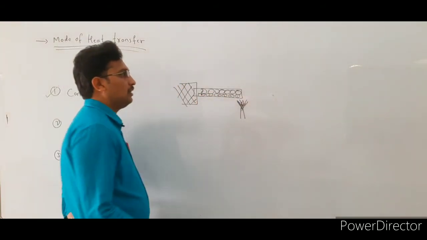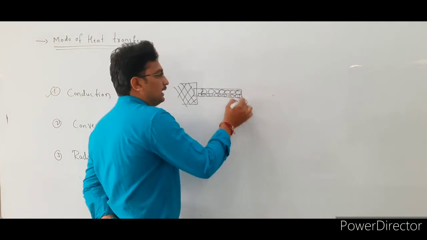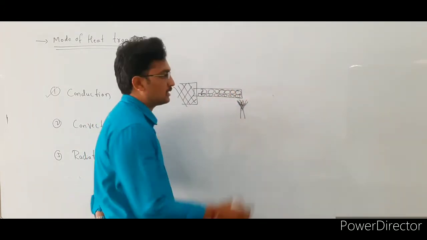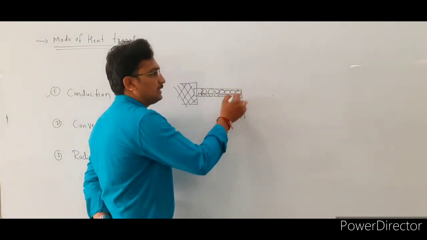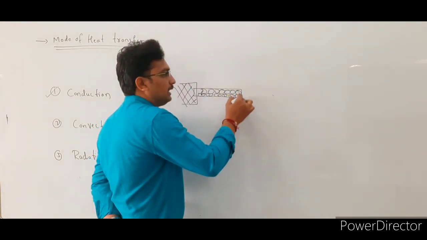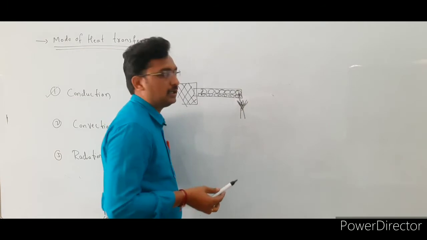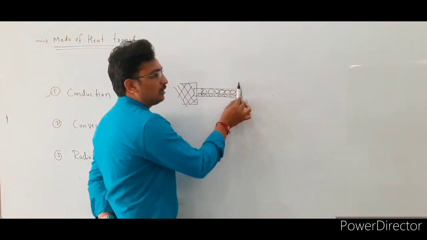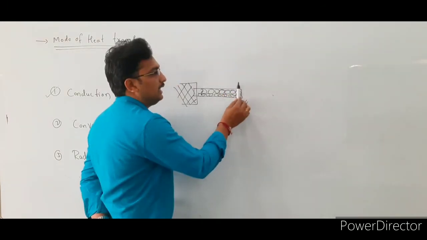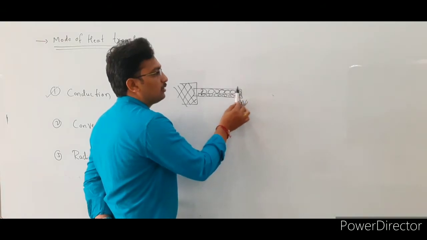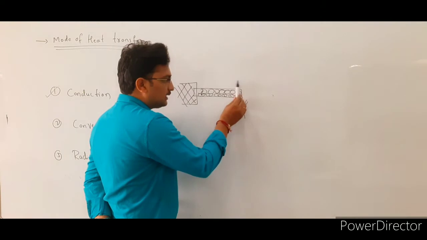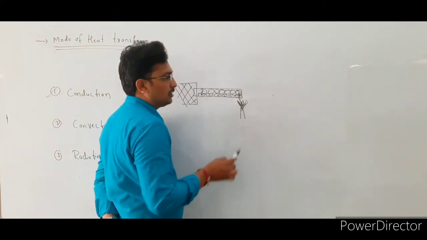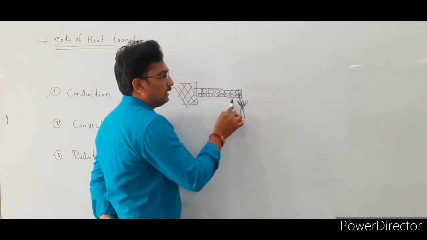The first molecule absorbs the energy from the source. Once it gets sufficient energy, it starts vibrating about its equilibrium position. For example, consider this a molecule. Once it gets sufficient energy, it starts vibrating about its mean position, right? Once it starts vibrating about its mean position, it starts disturbing the neighboring molecule.